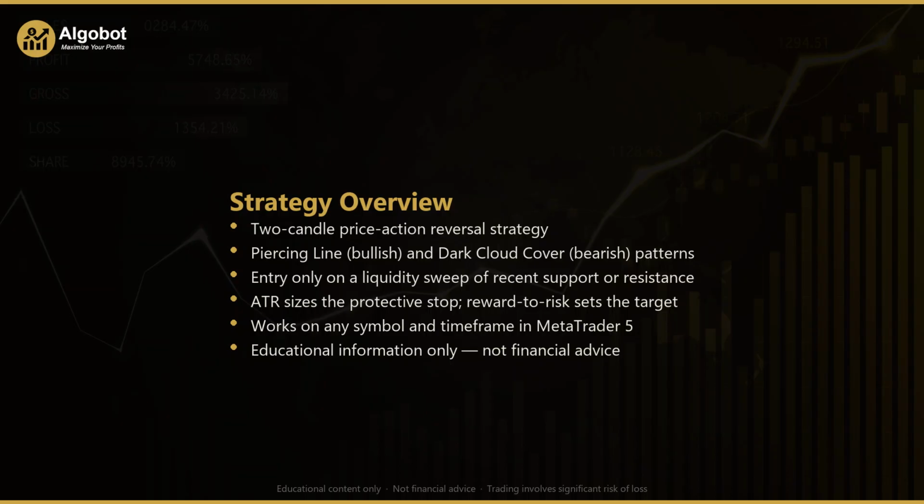Notice the word partial. This approach deliberately wants the reversal candle to reclaim more than half of the drive candle, but not all of it. A full engulfing candle is actually filtered out. That partial reclaim is the defining trait of the piercing and dark cloud family. And it's what separates this from a simple engulfing strategy.